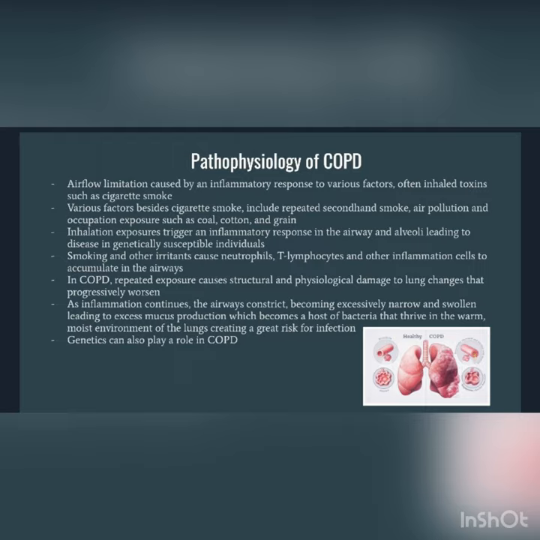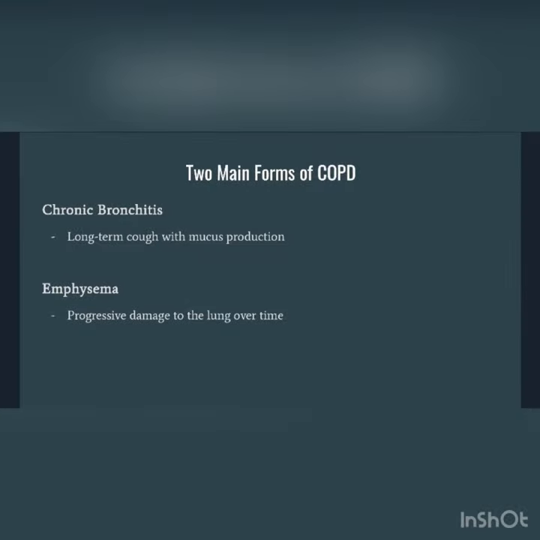As inflammation continues, the airways constrict, becoming more narrow and swollen. This leads to a hypersecretion of mucus production that can host bacteria. That bacteria can thrive in warm, moist environments, just like the lungs, and it produces a greater risk for infection for the patient. There are two main forms of COPD.